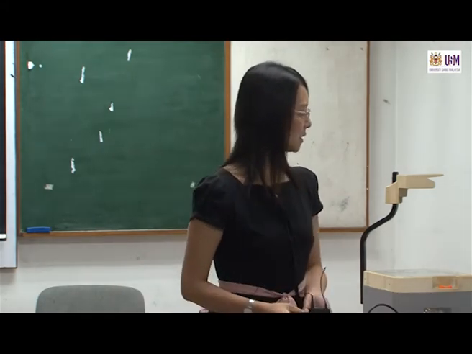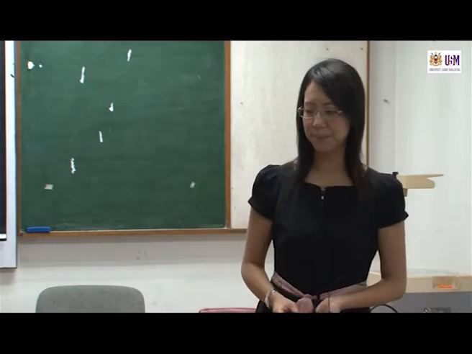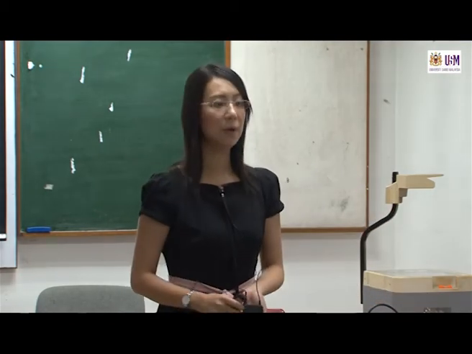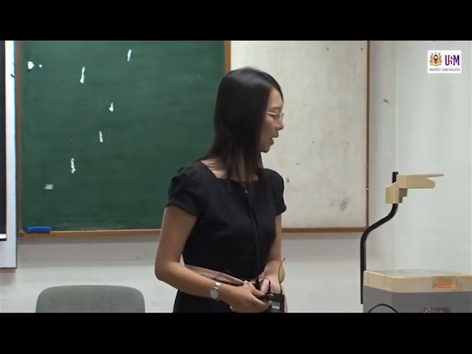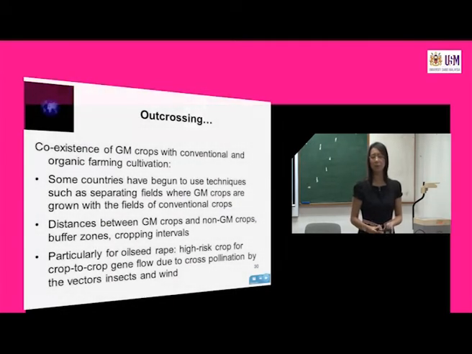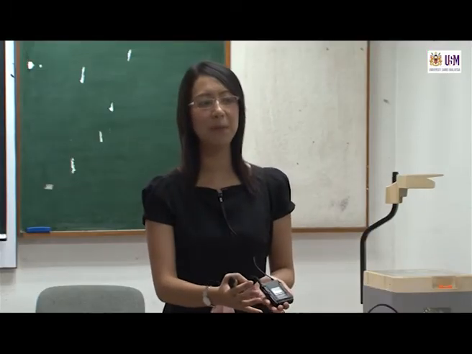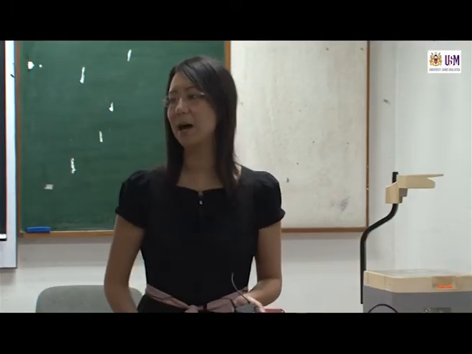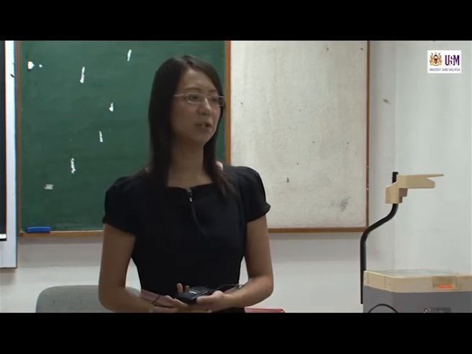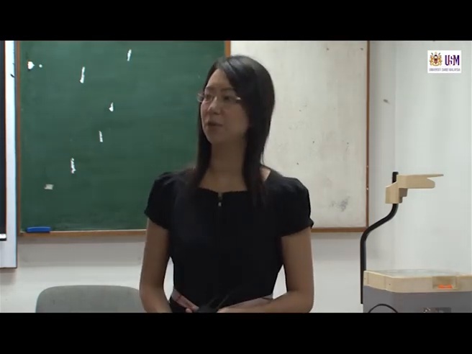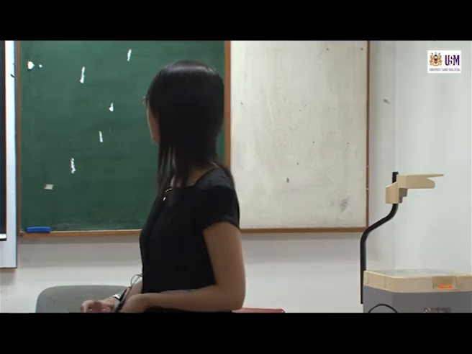Now, coexistence of GM crops with conventional crops can also exist, but some countries have begun to use techniques to separate these crops. What happens is that they can have the GM crop in, maybe, this part of the state, maybe in Penang, separated into north and south. The north part will be for GM crops, the south part maybe for non-GM crops. Okay, some countries have done that.